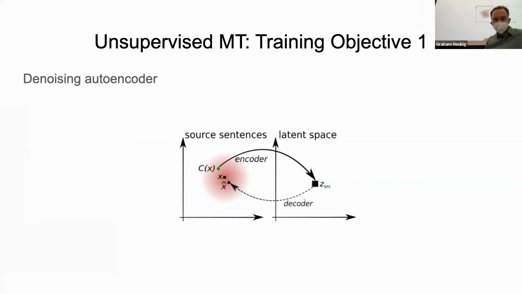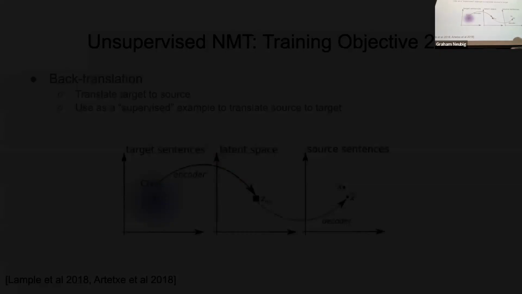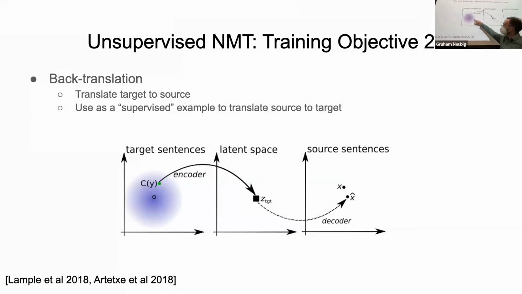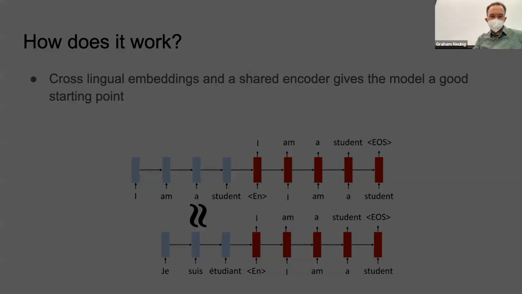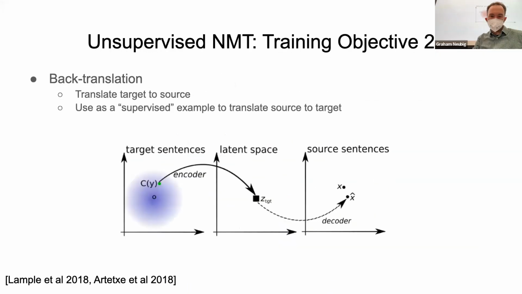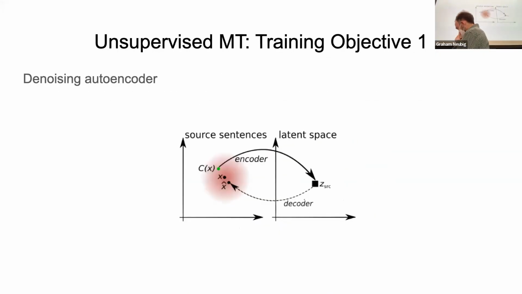The other objective that we can use in unsupervised MT is back translation. What we do is we translate the target to the source, and we use this as a quote unquote supervised example to translate the source to the target. Okay, sorry. Let me give a few examples here.